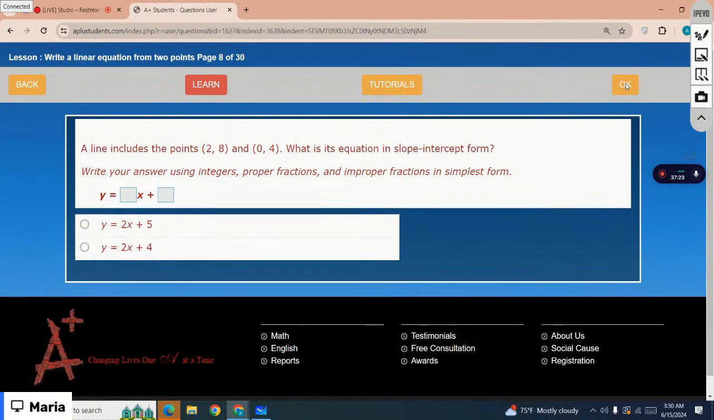A line includes the points (2, 8) and (0, 4). What is its equation in slope intercept form? Which is the correct option? The correct option is y equals 2x plus 4. Option number 2 is the correct option.